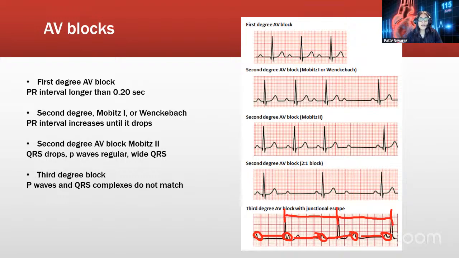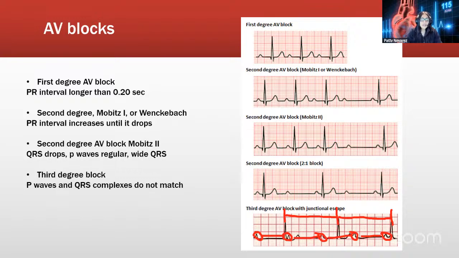and we can see that there is a regular form. Second degree Mobitz 1, or Wenckebach: the PR interval is going to get longer until it drops, and then it restarts, longer, drops. And then second degree Mobitz 2: my PR interval is going to be the same across the board, and all of a sudden the QRS drops.